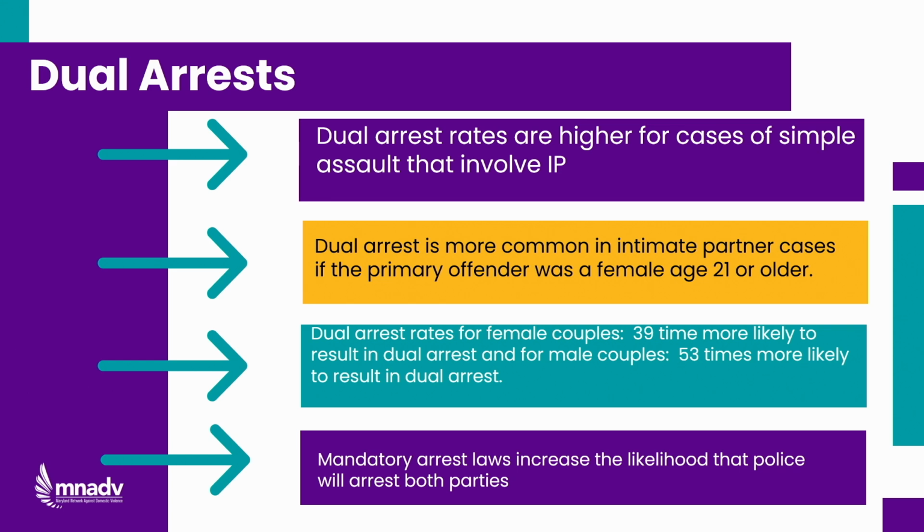Dual arrest rates for violence involving female couples is 39 times more likely to result in a dual arrest. And for violence involving male couples, it's 53 times more likely to result in dual arrest. This is particularly concerning because these victims may find law enforcement and the courts less accessible and may be more fearful of calling law enforcement or reaching out to the courts for assistance to begin with.